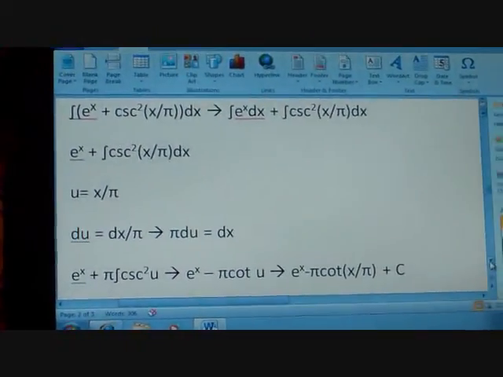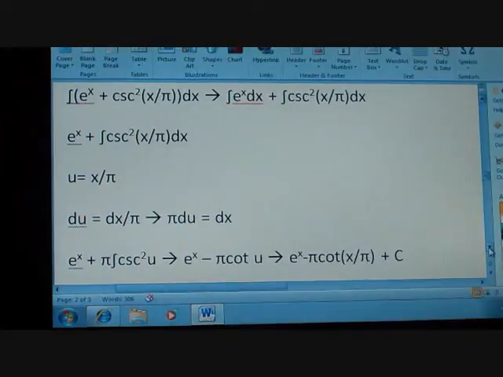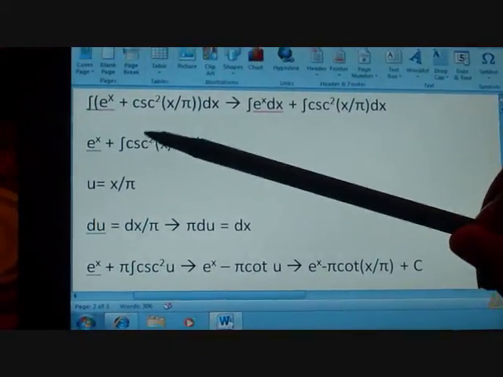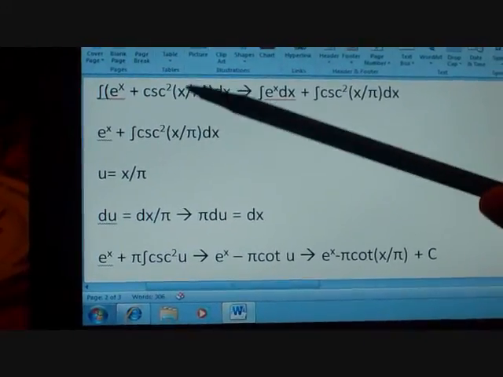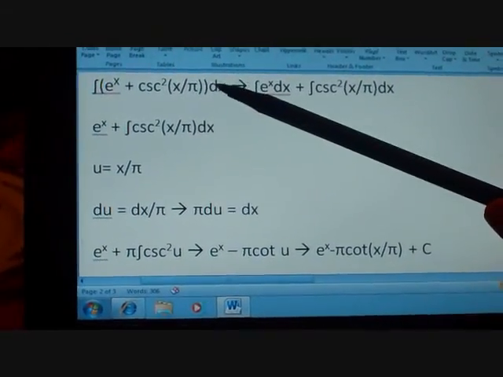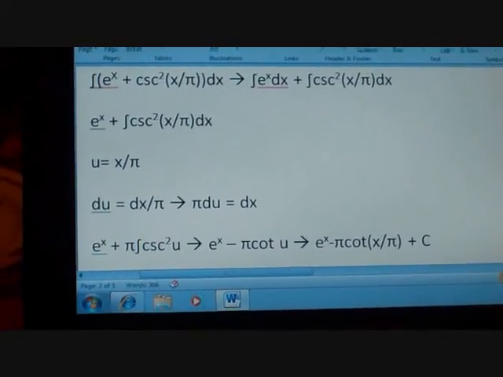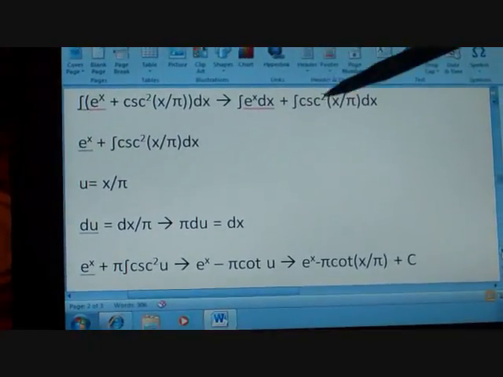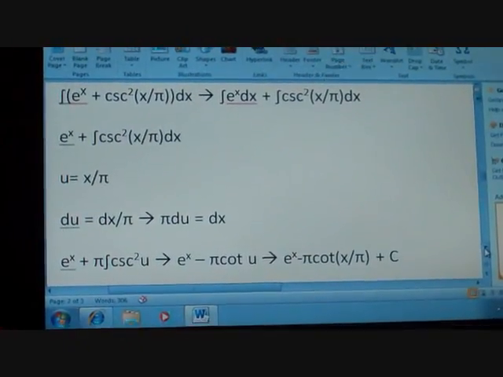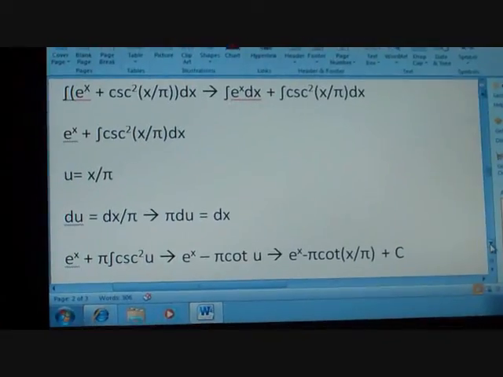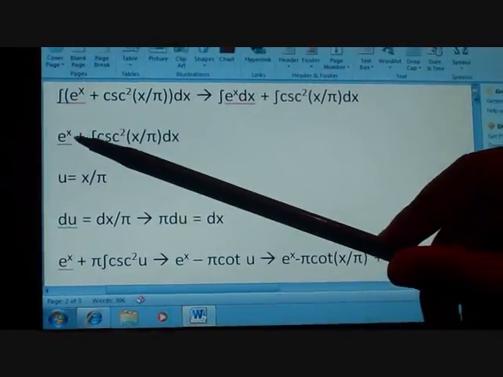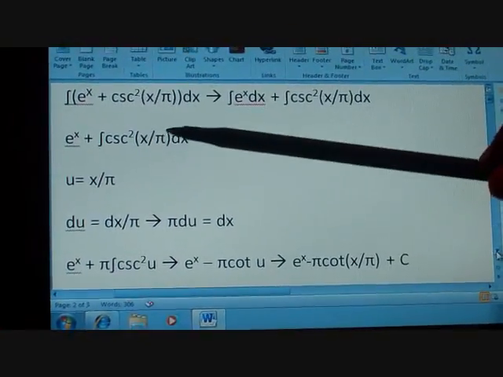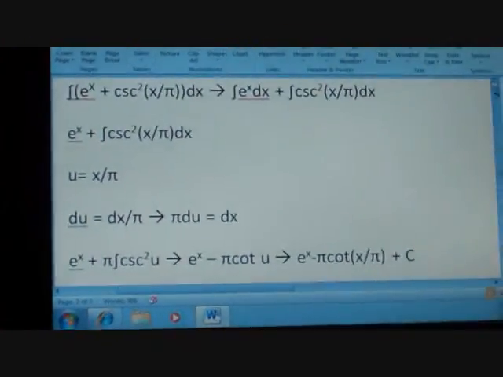So our corresponding equation that we came up with ourselves to go with our previous equation is the integral of e to the x plus cosecant squared x over pi dx. So what we did is we split it again: the integral of e to the x dx plus the integral of cosecant squared x over pi dx. We simplify this by having e to the x plus the integral of cosecant squared x divided by pi dx.